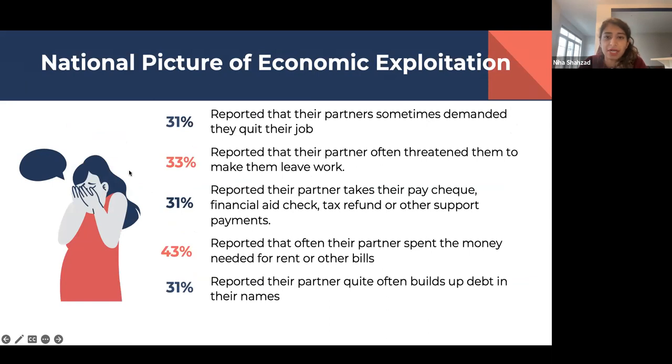Some other statistics from our national study when it came to economic exploitation. Some of these refer to employment sabotage as well. Around 30% reported that their partners sometimes demand that they quit their job. This actually came from social service providers, who said that X number of their clients report the following. 33% of social service providers said that their partner often threatened them to make them leave work, that their paycheck or financial aid check is taken from them, that their partner spends the money that's needed for rent or other bills, or builds up credit or debt in the victim's name.